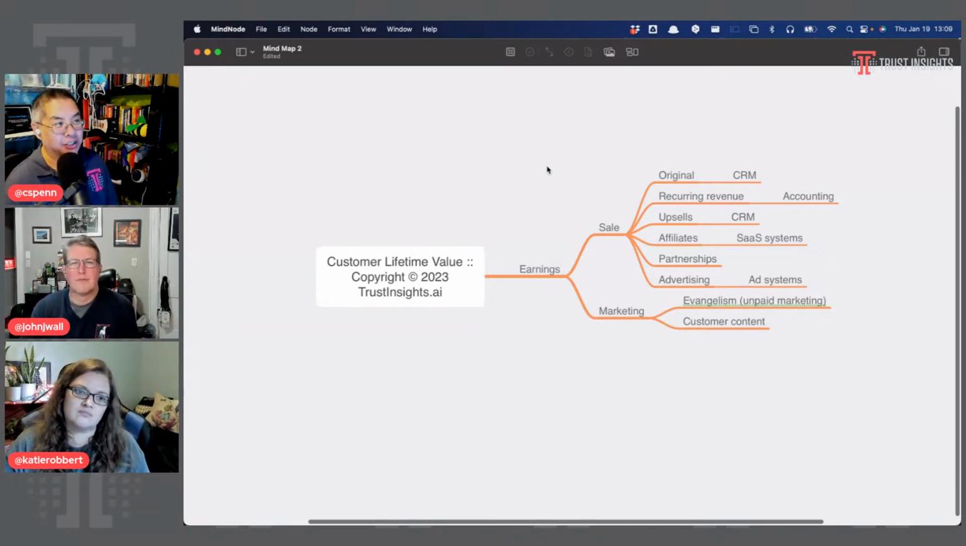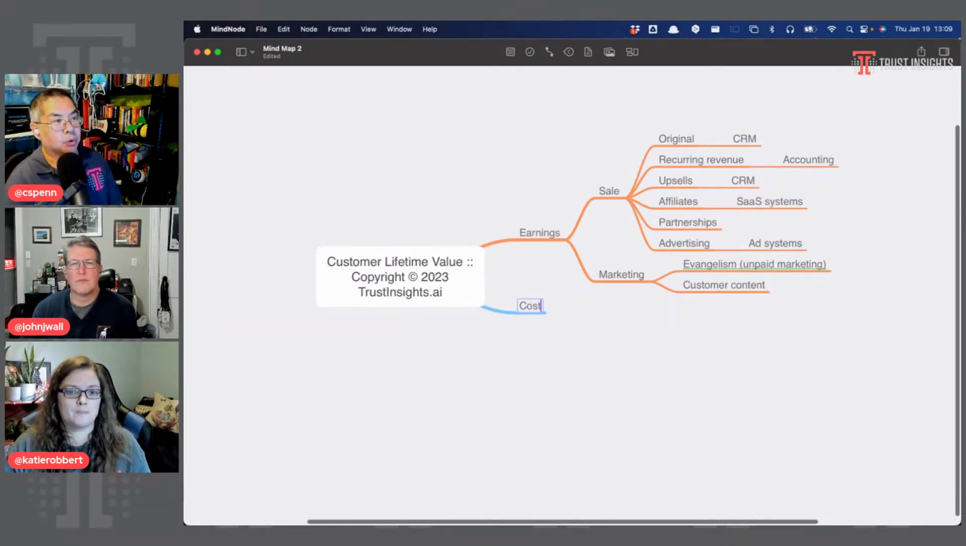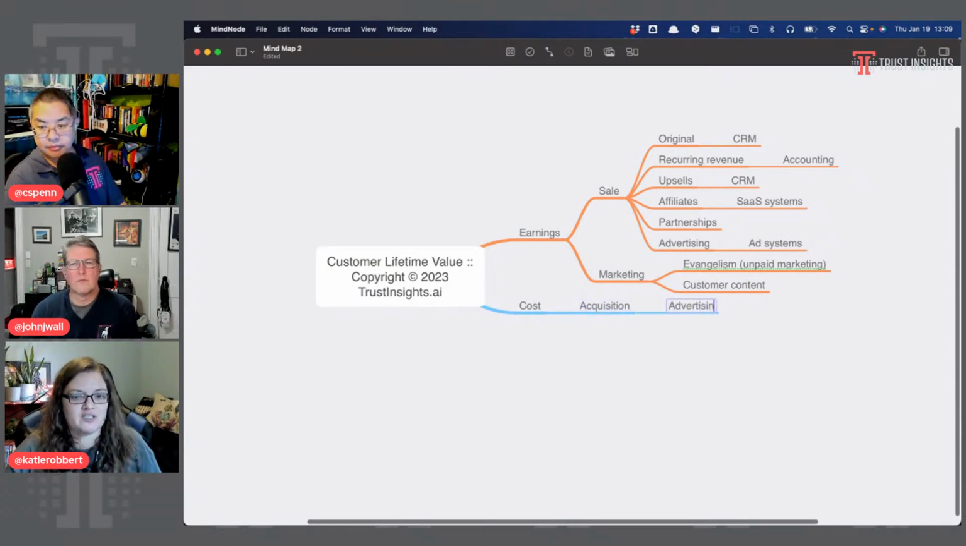We've got another half to do of customer lifetime value. So customer lifetime value is not just money in, it is also money out. What is the cost of the customer? We have the obvious costs, right? So let's talk about acquisition costs. And that's what you were talking about, John, in terms of using this metric to understand if the business model is working.